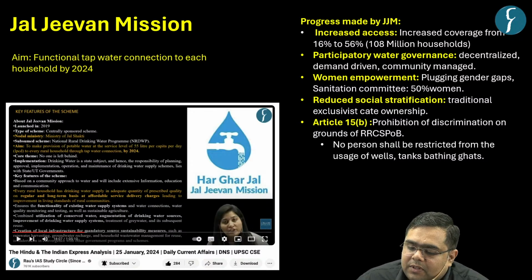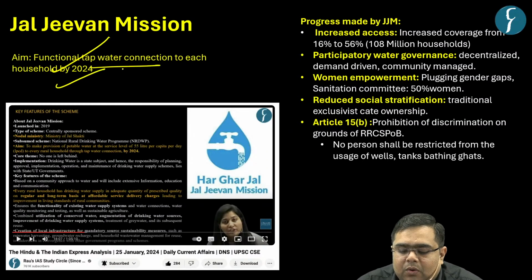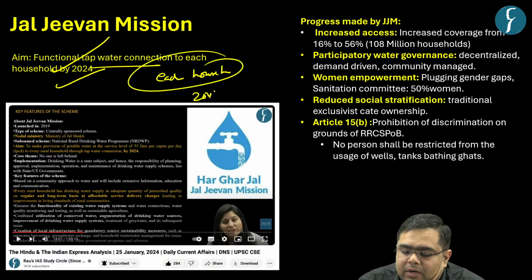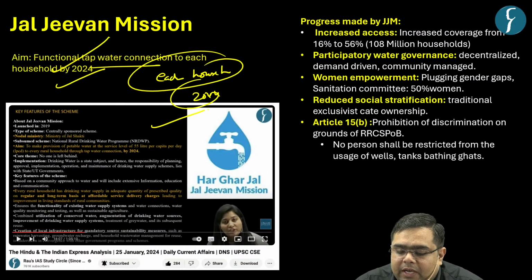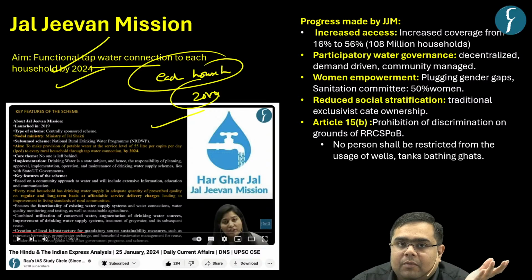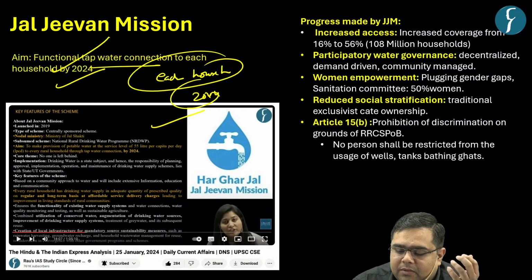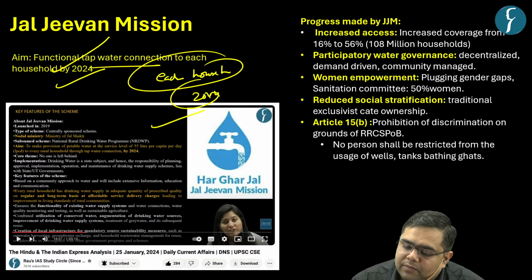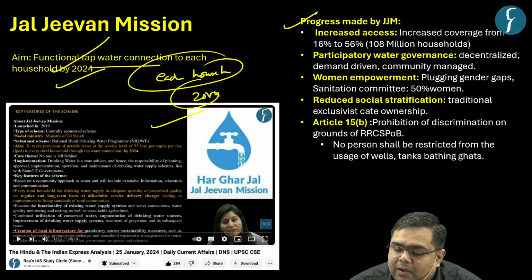The next aspect was with respect to Jal Jeevan Mission. What is the aim of Jal Jeevan Mission? To provide functional tap water connection to each household by 2024, which is the current year. So you need to keep tabs on this particular mission, not just because it is important from the point of view of preliminary or mains, but also as an appraisal of what our governments are doing for us, right? Now let us discuss the progress that has been made by the Jal Jeevan Mission.